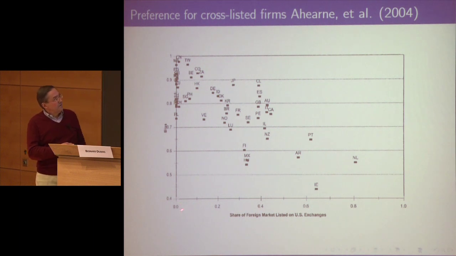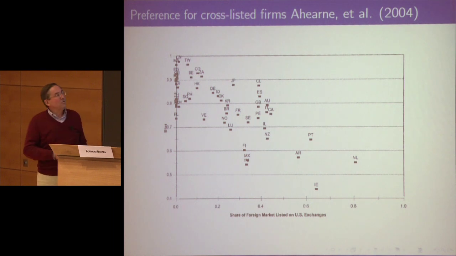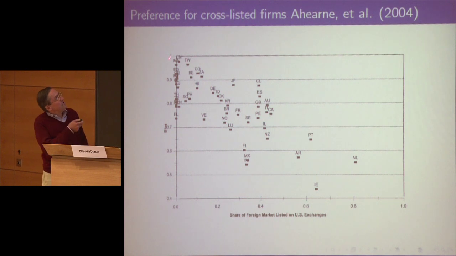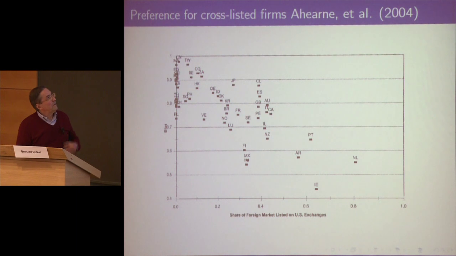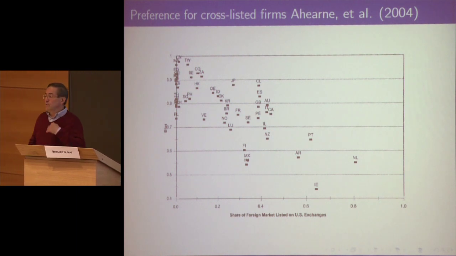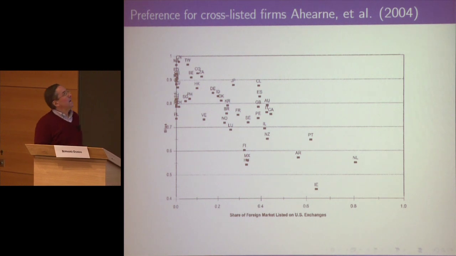On the x-axis, you have the share of the foreign stock market listed in the US, on US stock exchanges, so cross-listed on US stock exchanges. And on the vertical axis for these countries, you have the degree of the home equity bias. So the degree to which US investors hold too little of that foreign country compared to what standard diversification would say.